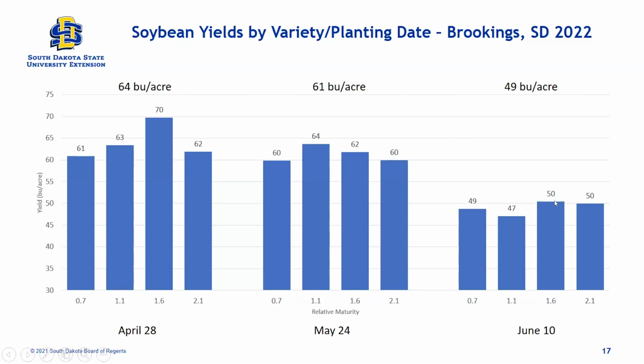There's not much difference in the yield, but the maximum yield difference was observed for the early planting date, and the highest yield was 70, and then the lowest was 61. So there's about a 9 bushel difference on the earliest planting date.